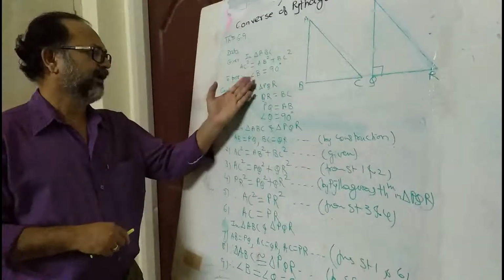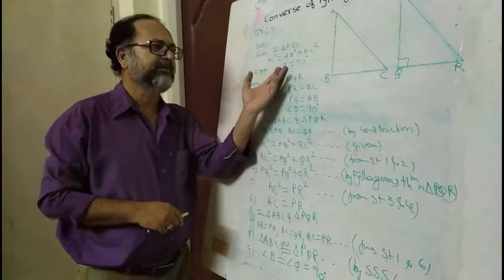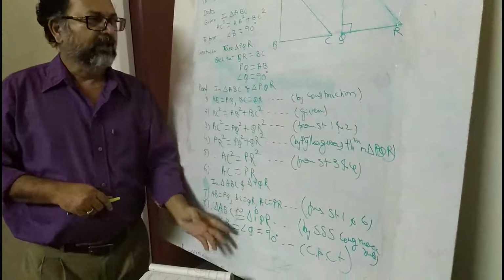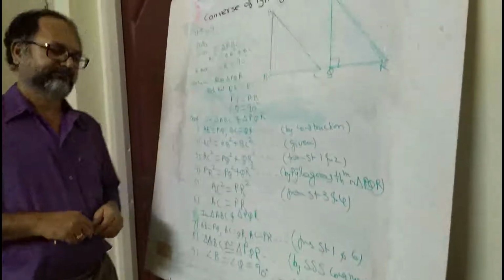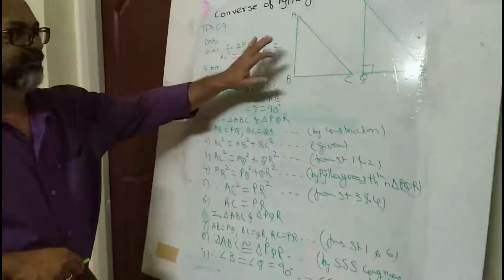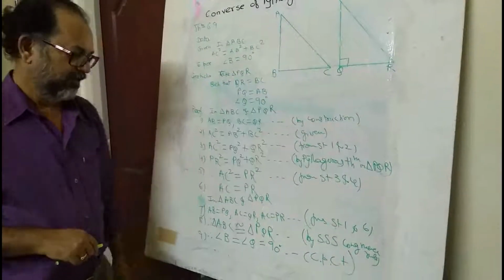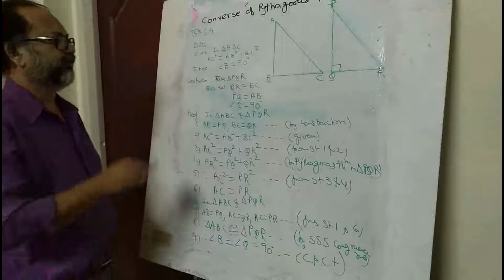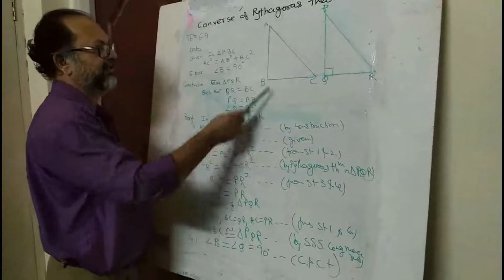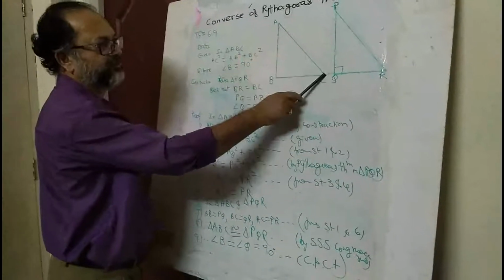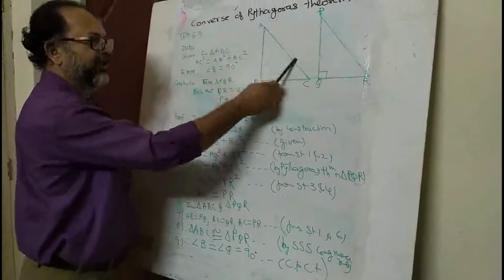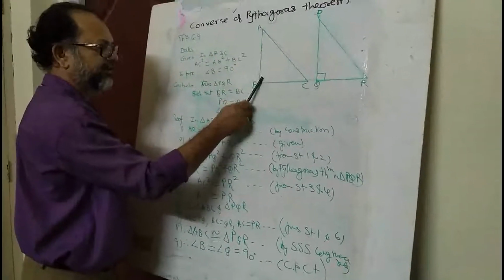If they had asked, show that angle B is a right angle, then you may write the last additional statement that angle B is a right angle from here. But here they have asked you to prove that angle B is 90, so this would be the last step. So what we have done here is we have proved the converse of Pythagoras theorem, which says that if in a triangle, the square of one side is equal to the sum of the squares of the other two sides, then the angle opposite this side is 90 degrees. We have proved.